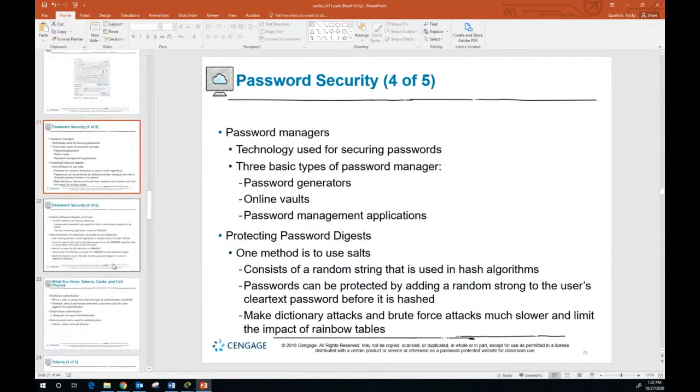You can also use password managers. Now that's technology used for securing the passwords. We do have three basic types of password managers. You have a password generator, online vaults, or password management applications.